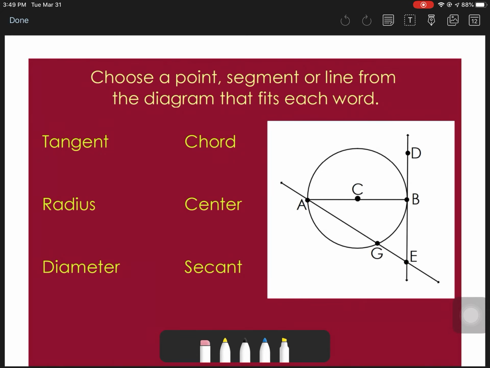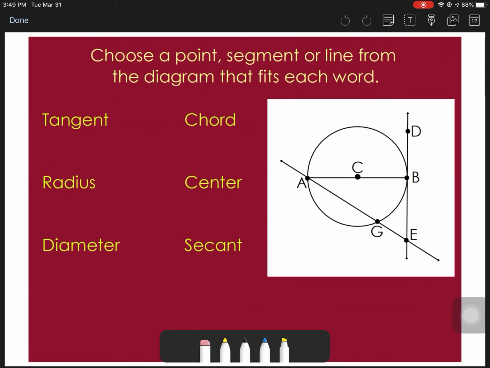Hey guys, just going to do a recap video of Unit A circles and just some of the topics that we've already covered. So the first thing that we covered in this unit was vocab of circles. So a few of these here, let's start with tangent. Remember that a tangent is a line that intersects a circle at exactly one point.